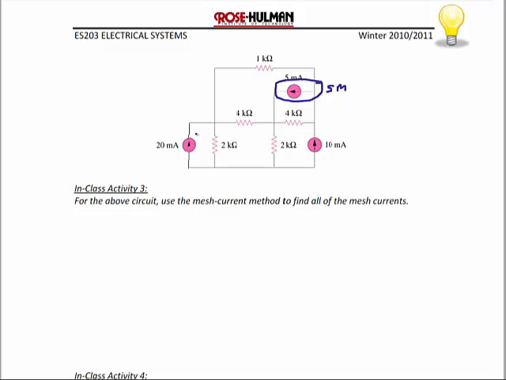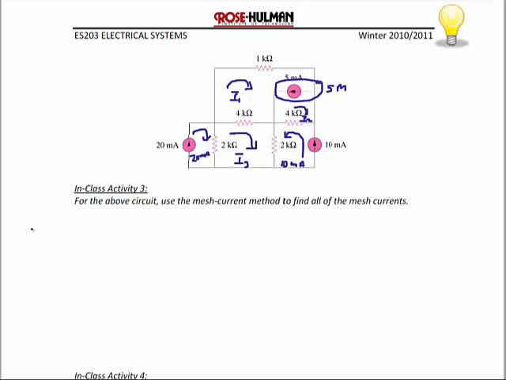First, we have a 20 milliamp current source in an outer branch. So the name of that mesh is just going to be 20 milliamps. Then we have a 10 milliamp current source over here in this outer branch. So the name of that mesh current is going to be 10 milliamps counterclockwise. This top mesh, we're going to label the current I1. This small mesh here, we'll label the current I2. And the one in the middle at the bottom is going to be I3.